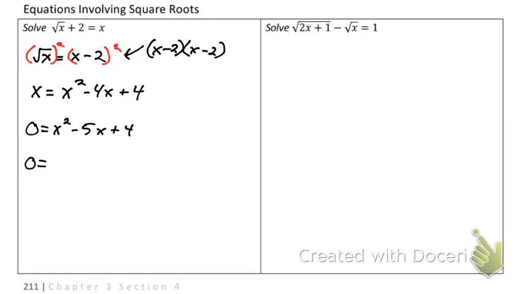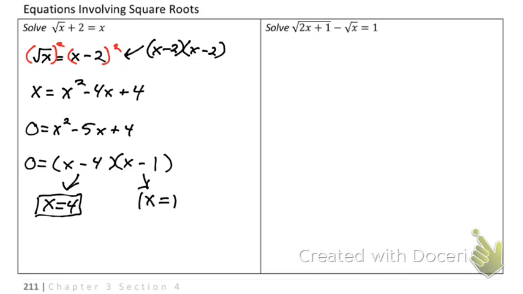Turns out that's factorable. So we're going to have x minus 4, x minus 1, because negative 4 times negative 1 is a positive 4. Negative 4 plus a negative 1 is a negative 5. So that gives us answers of x equals 4 and x equals 1.